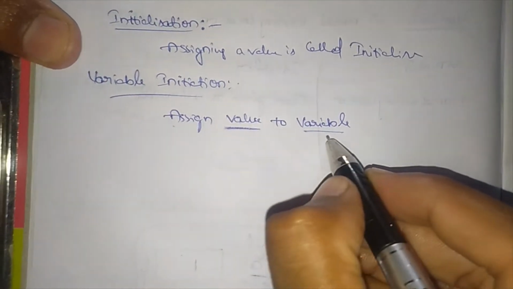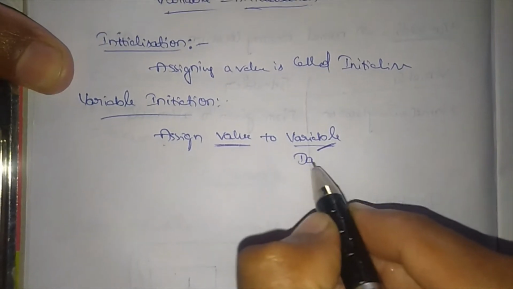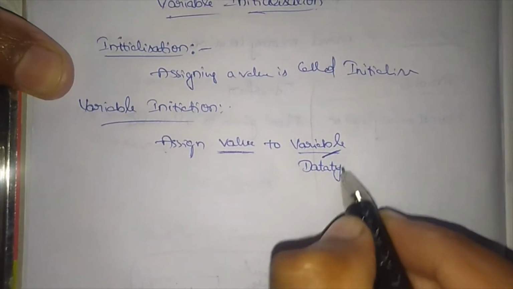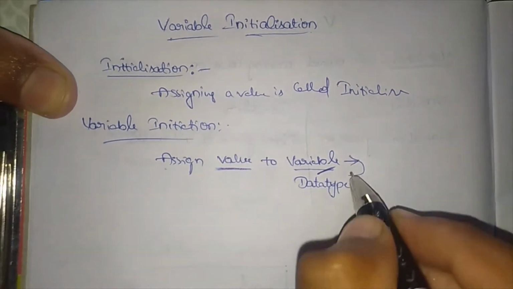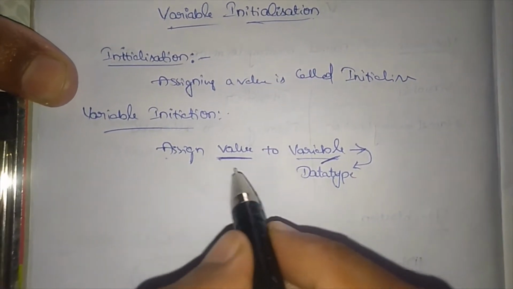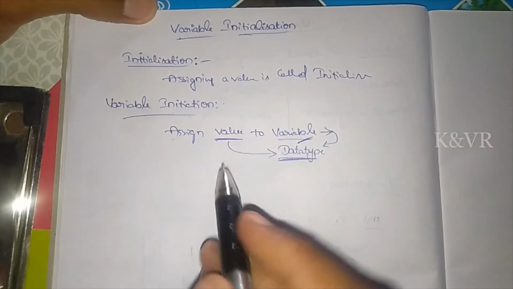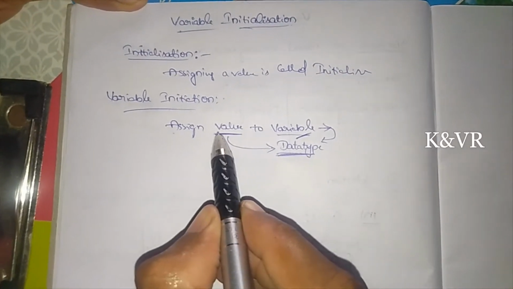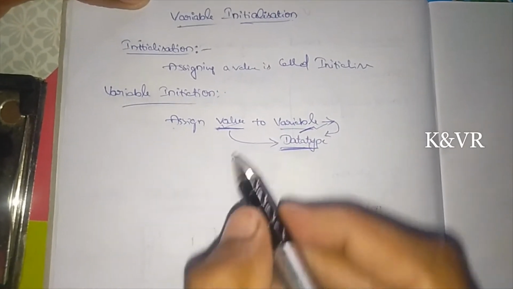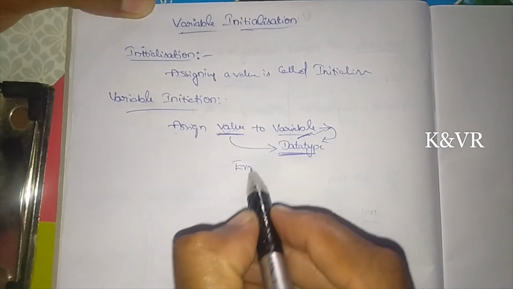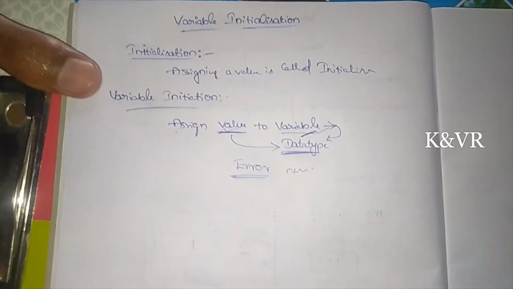While we are declaring a variable, we should mention the data type. That means which data type it belongs to. The value should also be of the same data type. You should keep note: if the data type of the value and the variable mismatch, it shows an error. The compiler shows an error message and the program doesn't run.